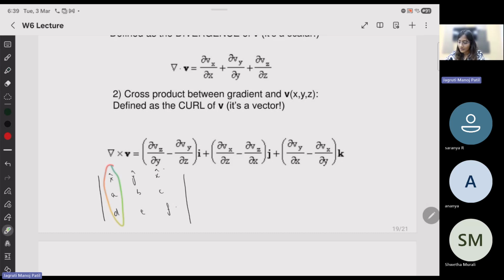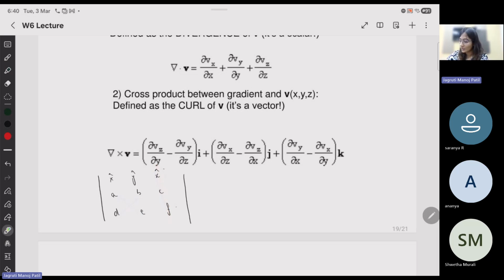So how do you do it? If you're trying to write it for x cap, hide this column for x cap, and then take a cross product. Just multiply these two terms minus these two terms. When you're doing it for y, just hide this term, do it for this one and this one, multiply both of them minus the other ones. When you're doing it for this one, hide this one, write z cap, and then ae minus bd, like that. So that's how you write a curl quantity.